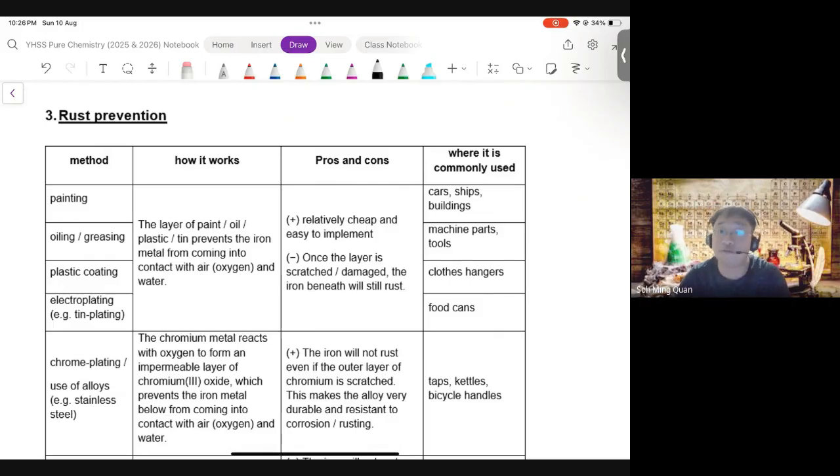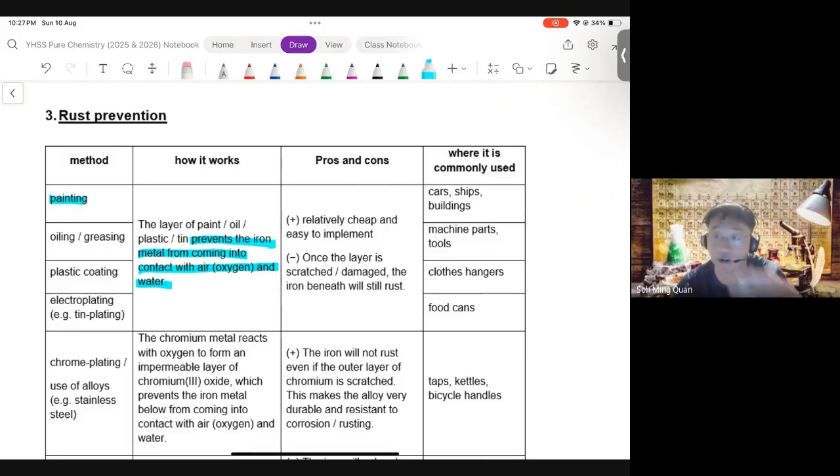How do you prevent rusting? The whole idea is just to prevent the iron from coming into contact with oxygen and water. If I can prevent the iron from coming into contact with oxygen and water, I succeed in preventing rusting. So how can you do that? Well, simple things. I just need to apply a layer of something that protects the iron from coming into contact with oxygen and water. So what is this layer that I can apply?